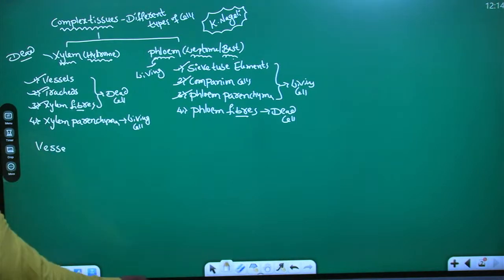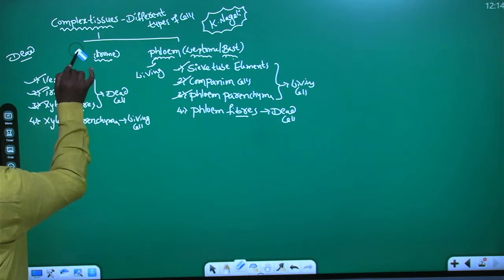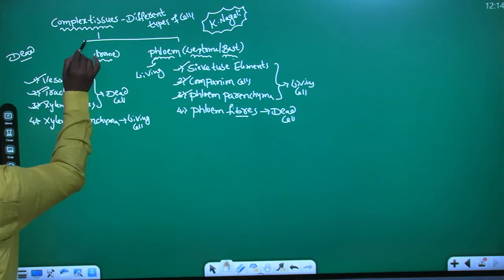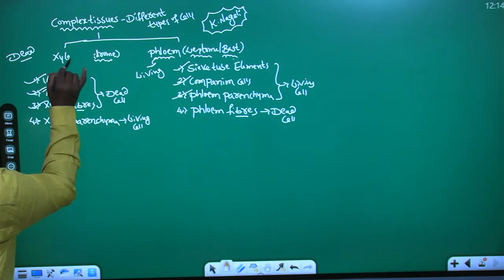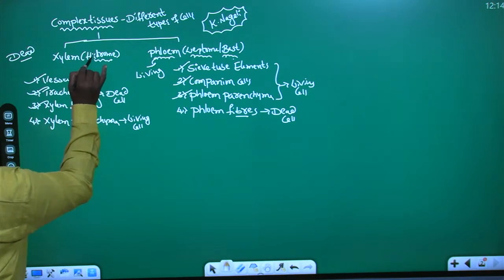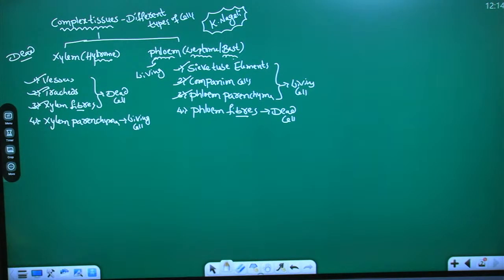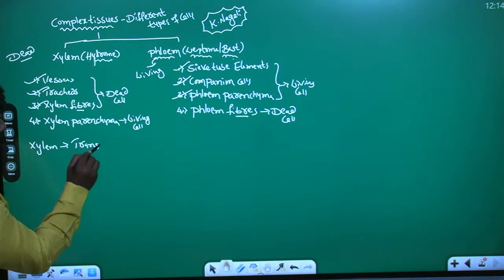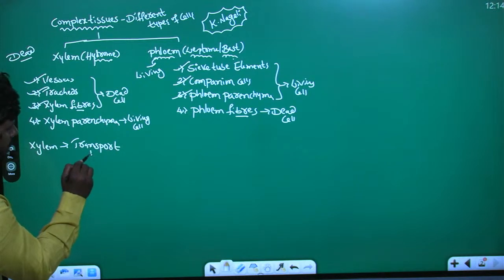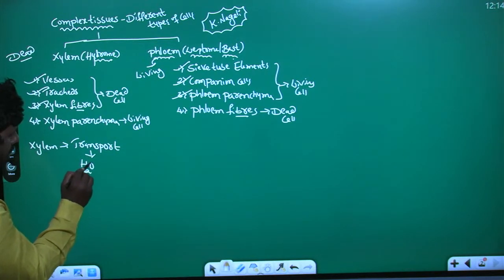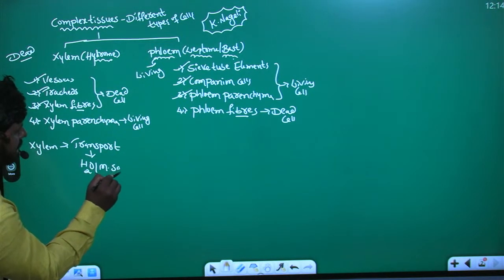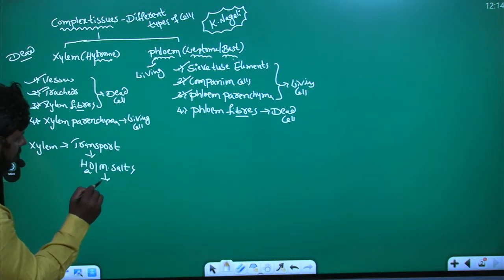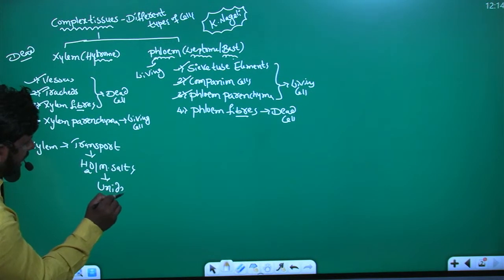Before going to that one, see, what is the function of xylem? What is the function of xylem? Xylem plays an important role to transport. Xylem plays an important role to transport the water and mineral salts in a unidirectional manner.